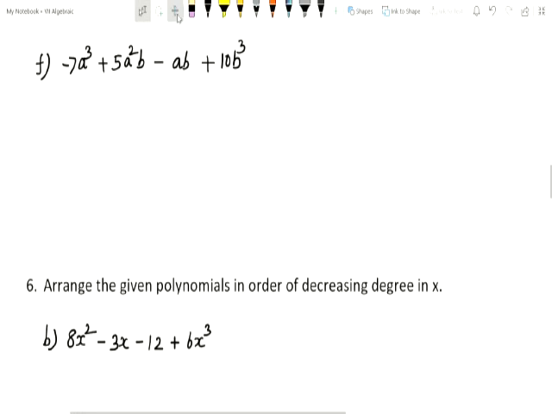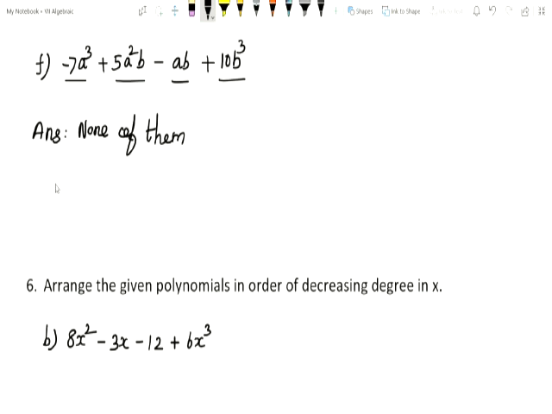See the next question. 7a cube, 5a square b minus ab plus 10b cube. How many terms are there? Here 4 terms are there. An expression having 1 term is a monomial, 2 terms binomial, 3 terms trinomial. Here none of these options is given. So what is the answer for this? None of them.